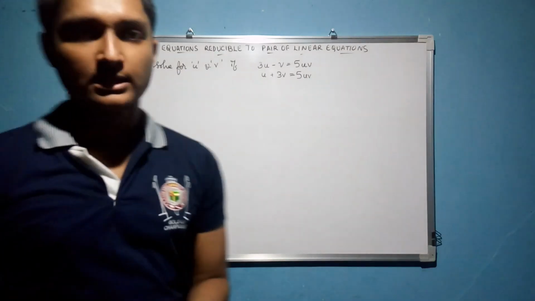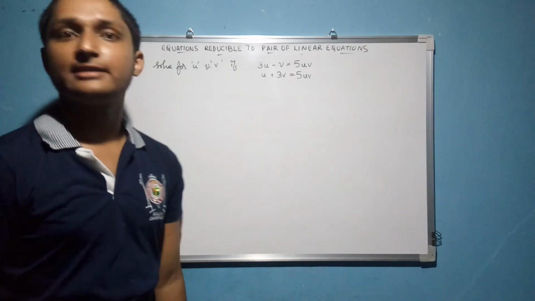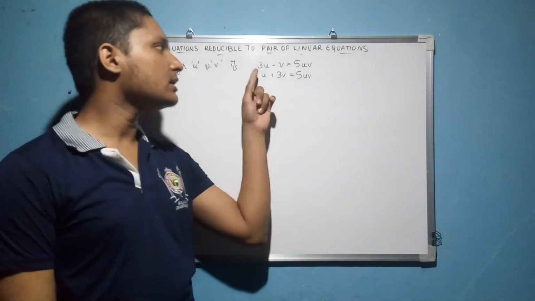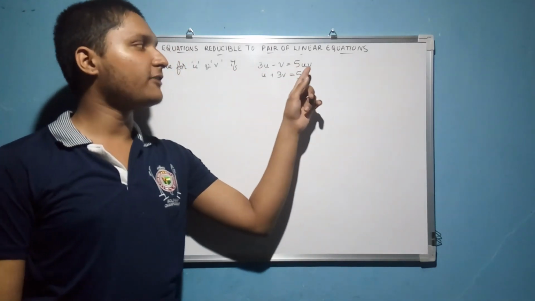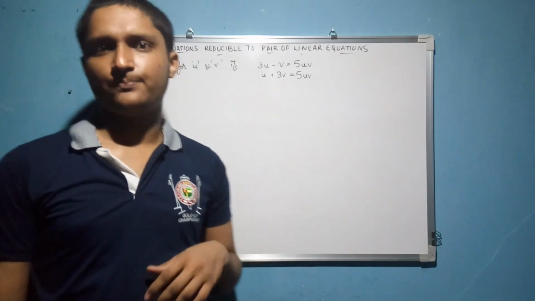Okay, now we have an example. This is an example of my own. It is not there in the textbook. So you have here 3u minus v is equal to 5uv, and u plus 3v is equal to 5uv.